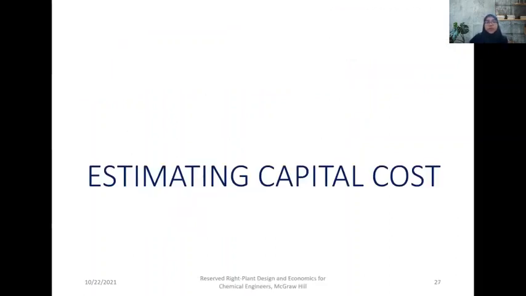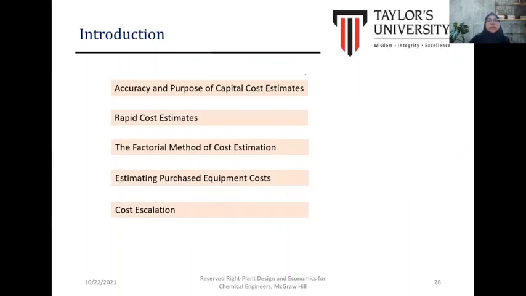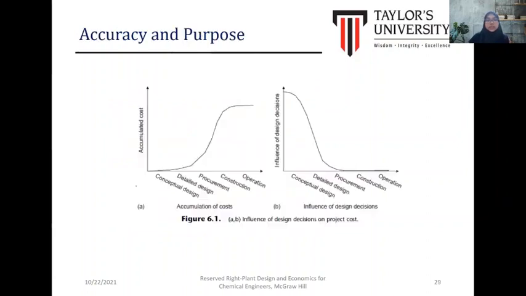Okay, next topic is estimating capital cost. As an introduction, this part will cover the accuracy, rapid cost estimates, the factorial method of cost estimation, estimating purchase equipment cost, and cost escalation.